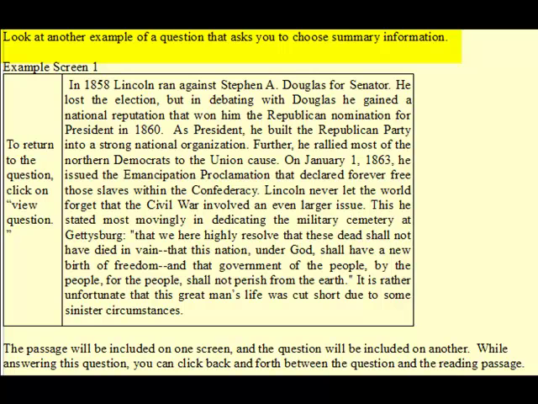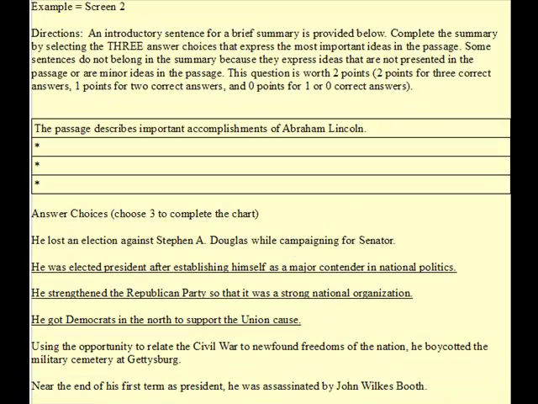Look at another example of a question that asks you to choose summary information. Pause the video to read the passage now. The passage will be included on one screen and the question will be included on another. While answering this question, you can click back and forth between the question and the reading passage. Pause the video to read the question and the answer choices now.